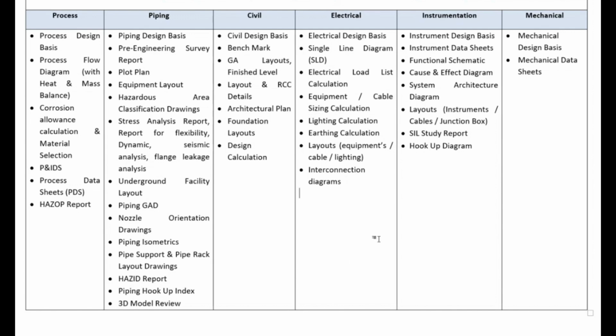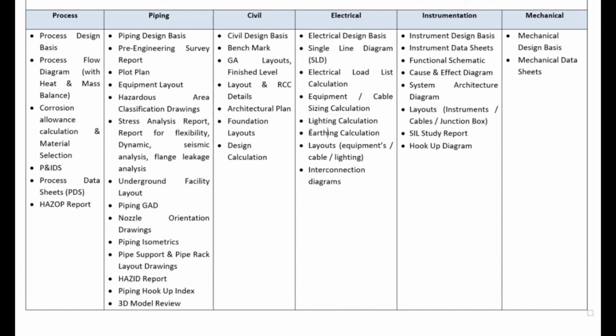Lighting calculations. There is an industry norm that in an industrial area you have to provide at least this much lux of light, correct? So that lighting calculation is done to arrive at the number of lights in that particular area. It is throughout the plant, by the way. It's for the whole plot area of the plant. So how many lights will come where?